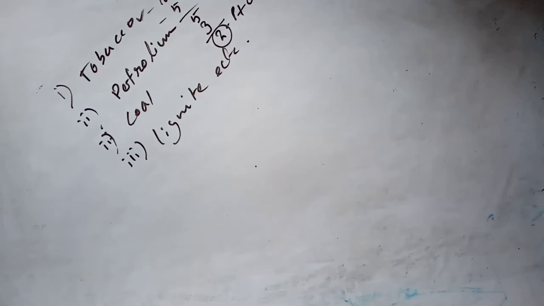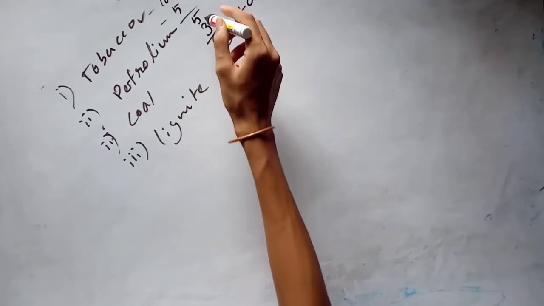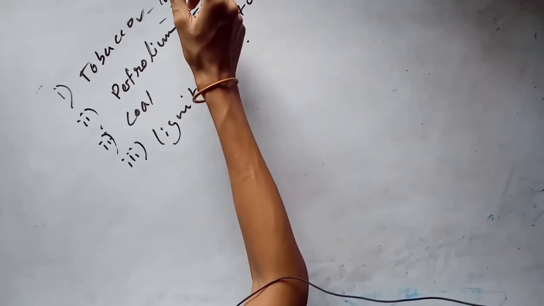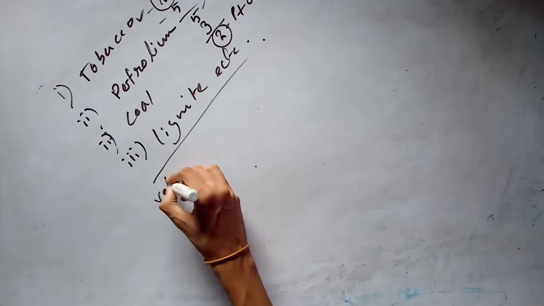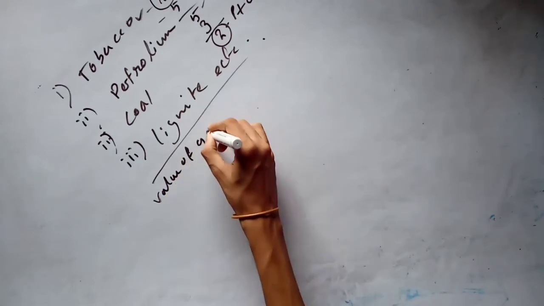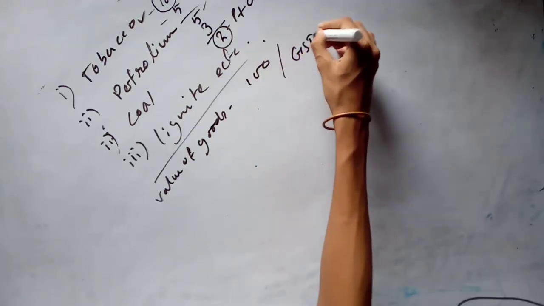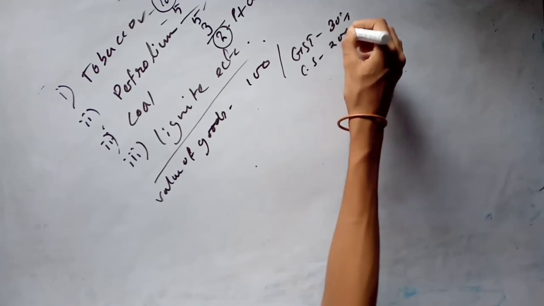Now here is another point. The compensation cess is not charged on 5. It is charged on that 10 rupees, which is the market value. This is another rule of compensation cess. Suppose the value of goods is rupees 100. The GST is 30% and the compensation cess is 20%.